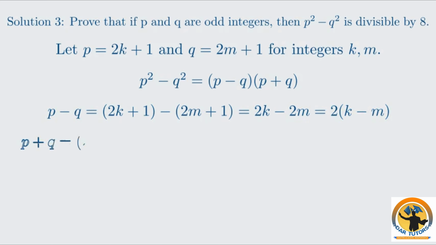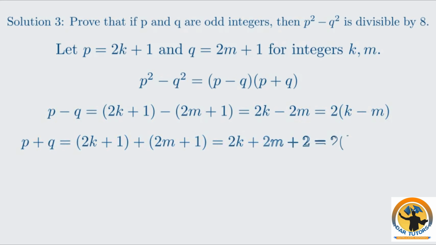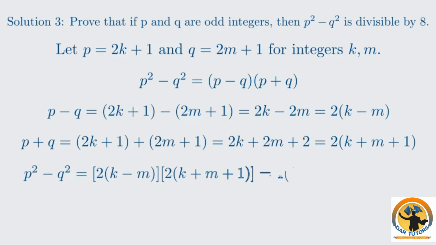p plus q is 2k plus 1 plus 2m plus 1, which simplifies to 2k plus 2m plus 2, or 2 times (k plus m plus 1). Now, substitute these back into the factored expression for p squared minus q squared. We get 2 times (k minus m) times 2 times (k plus m plus 1), which simplifies to 4 times (k minus m) times (k plus m plus 1).